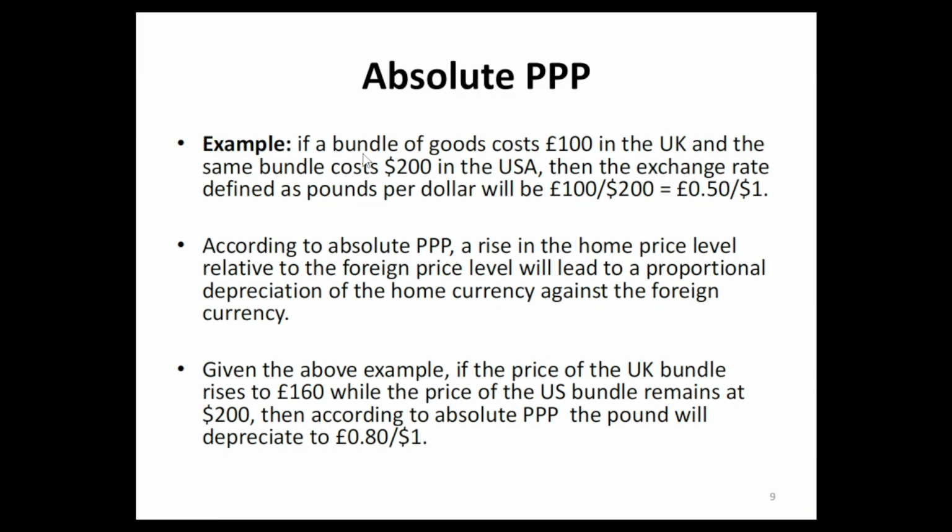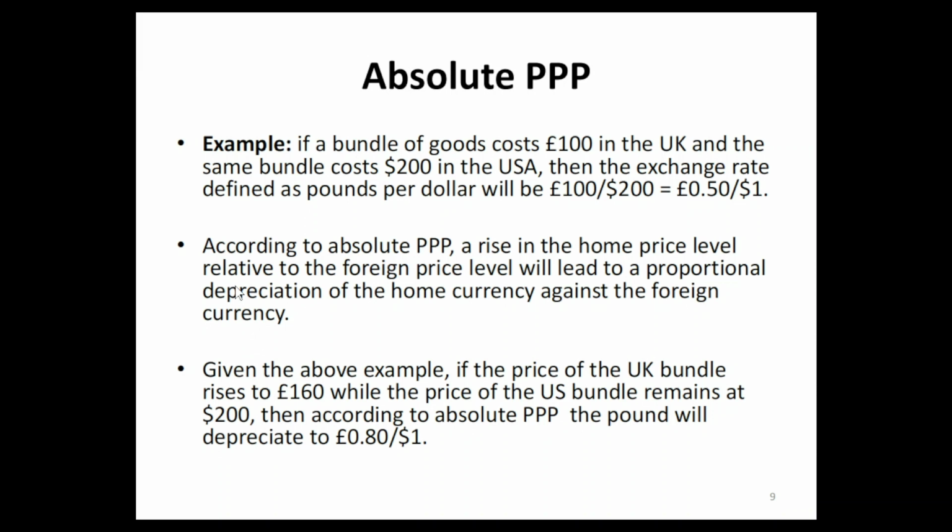For example, if a bundle of goods costs 100 pounds in the United Kingdom and the same bundle costs $200 in the United States, then the exchange rate is defined as this much ይሆናል ማለት ነው. Exchange rate በዚህ ዲተርማይን ማድረግ እንችላለን ማለት ነው. ይህ absolute purchasing power parity እንለዋለን. So according to absolute purchasing power parity, a rise in home price level relative to the foreign price level will lead to a proportional depreciation of the home currency against the foreign currency ማለት ነው, right?